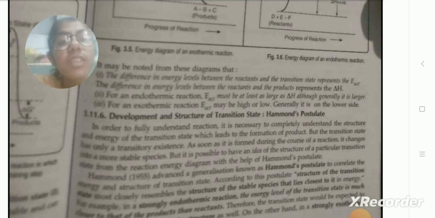For endothermic reactions, E activation must be at least as large as del H, although generally it is larger. For the exothermic reaction, E activation may be higher or lower. Generally, it is on the lower side.